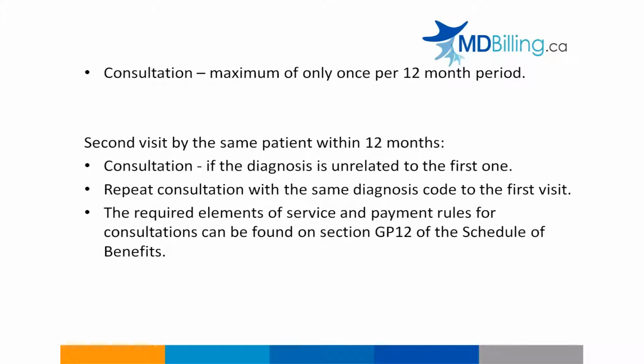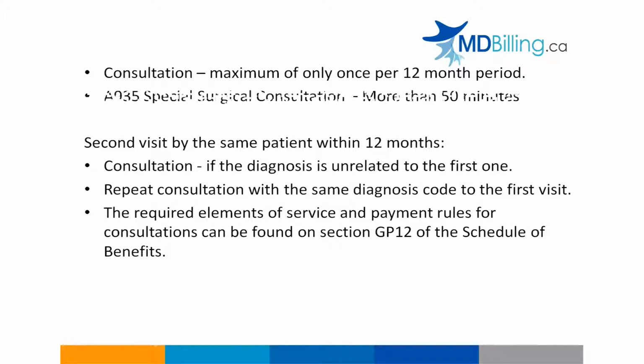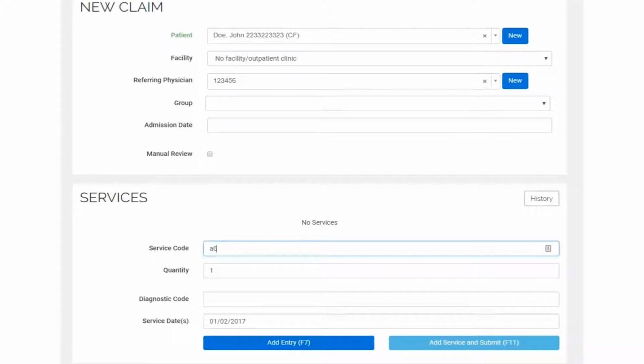For example, if you're a general surgeon, you can use service code A035 when providing a consultation to a patient for the first time. When you see a patient and the consultation is longer than 50 minutes, you can bill special surgical consultation A935 at a higher fee. A valid diagnostic code and a referring physician billing number must be identified within the claim when billing consultation.